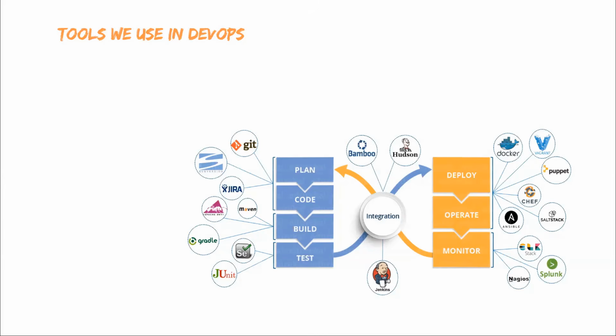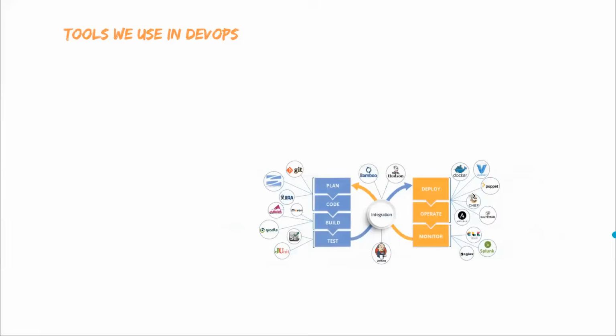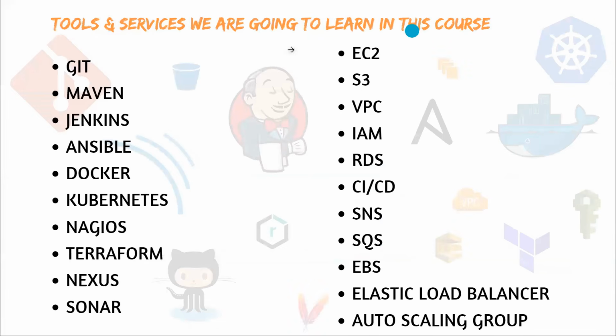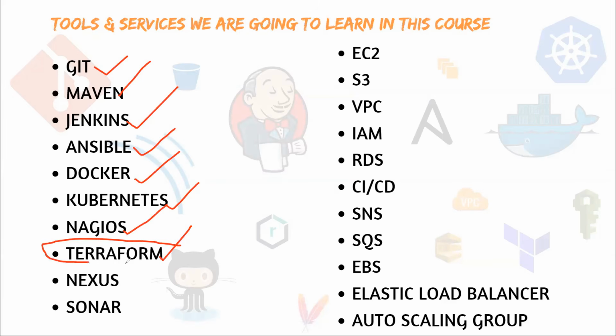All of these are alternatives, sir. But are we going to learn all the alternatives? No. Why? Because we don't require all of the tools. We require only one tool per stage. In our course, I am going to teach you these tools completely. Let me open. So first of all, I'm going to teach you Git. Next, Maven, Jenkins, Ansible, Docker, Kubernetes, Nagios, Terraform, the most advanced tool.